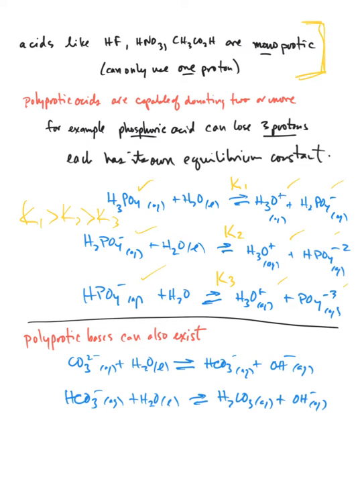Not only can polyprotic acids exist, you could have polyprotic bases. Here's one right here, carbonate. Carbonate is going to take a proton from water, and then that product, hydrogen carbonate, can take a proton from a different water to actually add 2. These equilibrium constants are going to be different, and as I said before, the K1 is going to be larger than the K2.